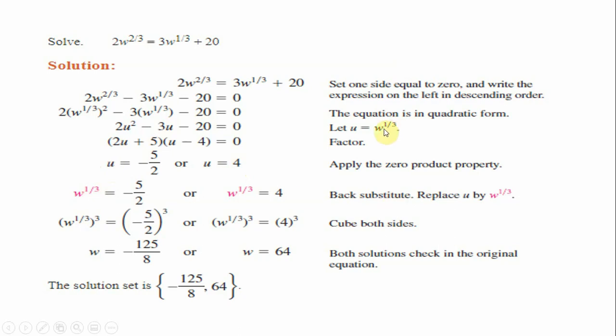But u is equal to w to the 1/3. So here I need to cube both sides. 5 cubed over 2 cubed, and that's a negative because of an odd power. W to the 1/3 is 4. I cube both sides, and this solution is 64. Both solutions check if we put that back in, and the solution set is the negative 125 over 8, or the 64. Okay. So that's the end of this lesson. Go back and review as you need to, and we'll see you next time.